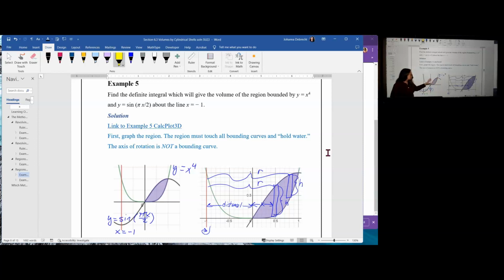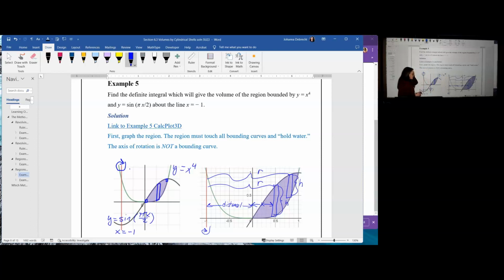We want to revolve this around the line x equal -1, which is a vertical line over here on the left side. This vertical line at x equal -1 is our axis of revolution or axis of rotation. The region, which is bounded by the two curves and only the two curves, is the purple shaded region here. Because the axis of rotation is vertical, all of our shells must be vertical as well. We'll need to go from where those two first intersect to the last place where they intersect.